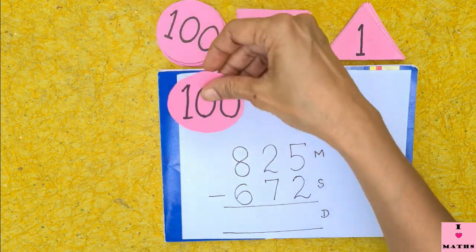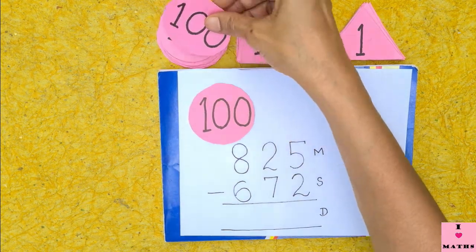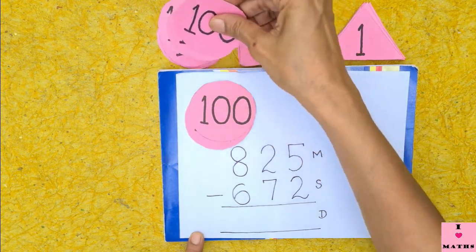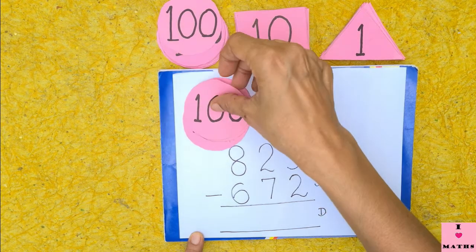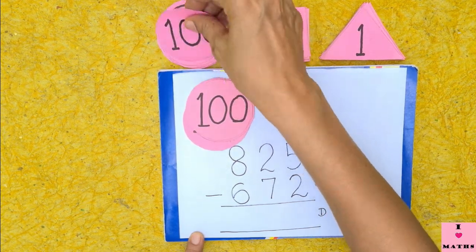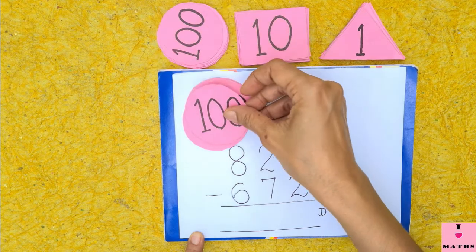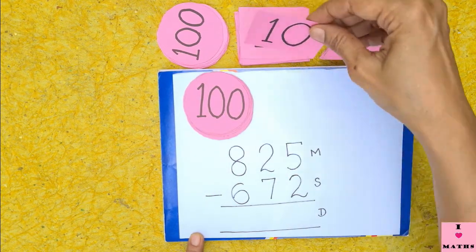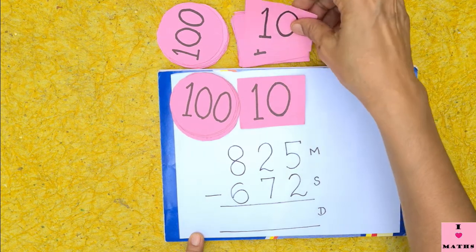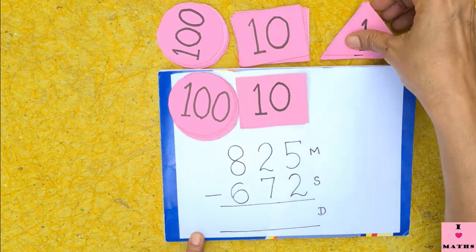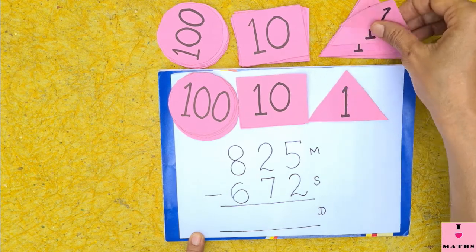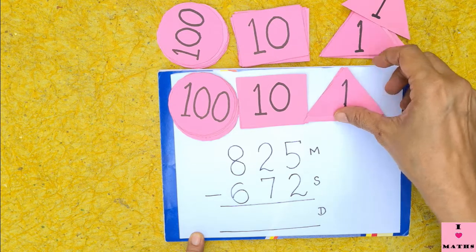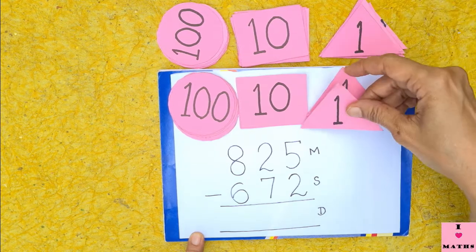Let me count 8. 1, 2, 3, 4, 5, 6, 7, 8. So this is 800. 1, 2, 20 and 5. 1, 2, 3, 4 and 5.